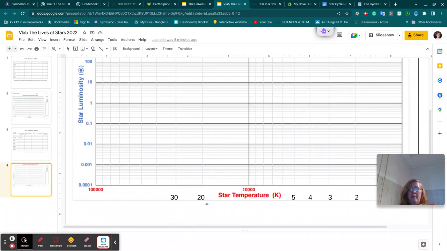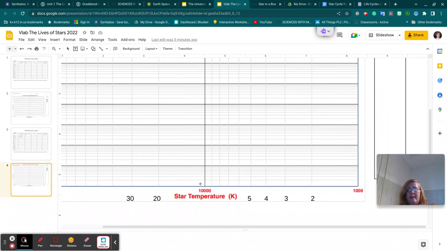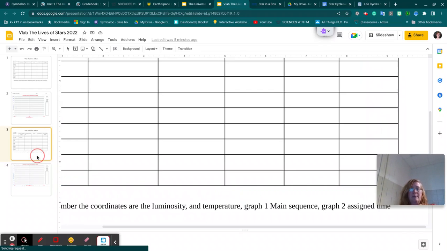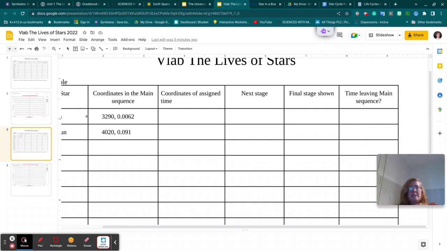Okay, I did not put all the numbers in here because it just gets confusing with the numbers already there. And I'm only graphing a couple numbers anyway. My first number, the temperature is 3,290. And the luminosity is 0.0062. Remember, yours may be a little bit different, and that is absolutely fine. So don't think because yours says 3,350 that you're wrong. That's close enough in terms of Kelvin. Okay, so 3,290 and 0.0062.